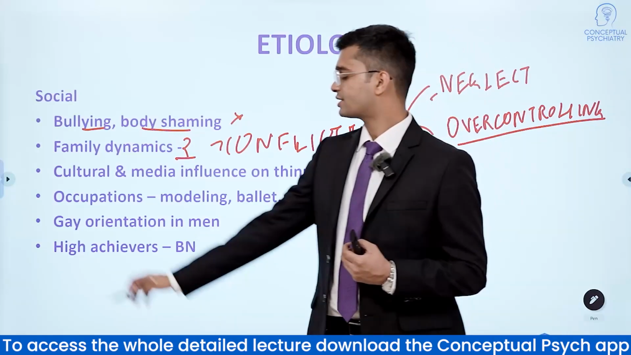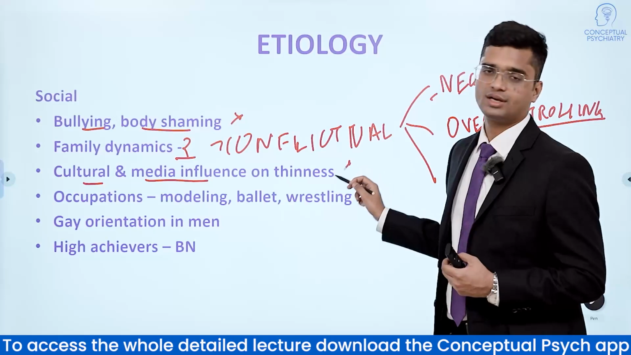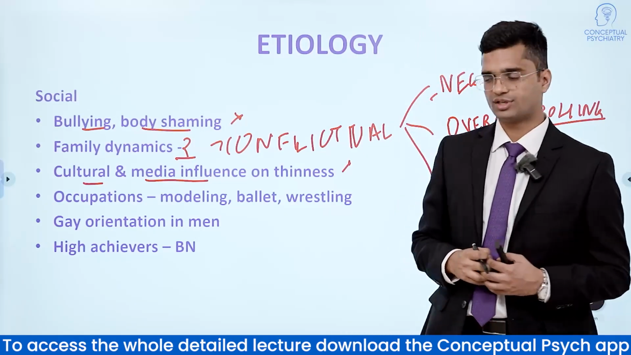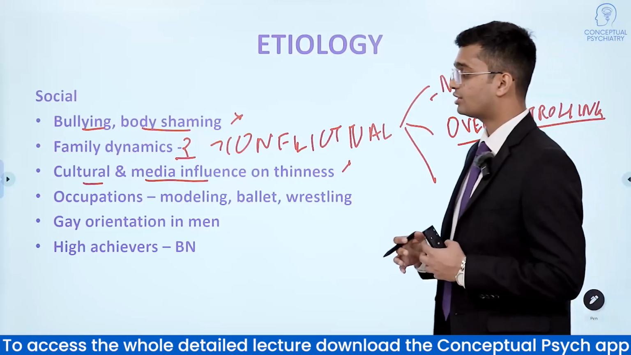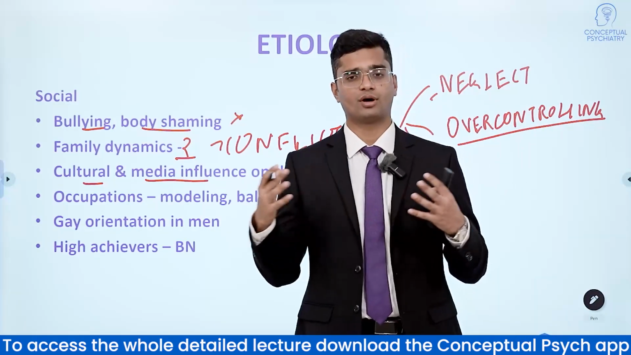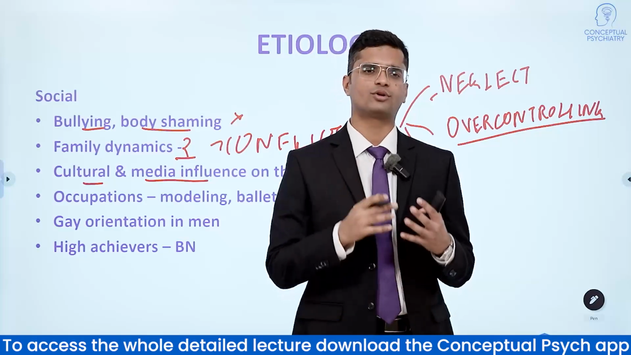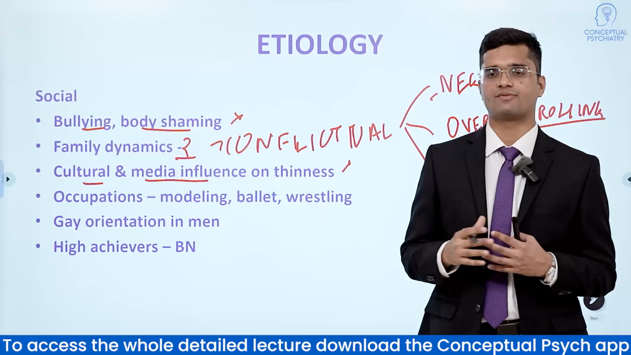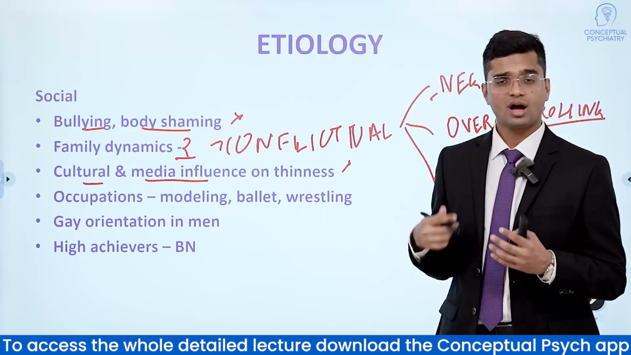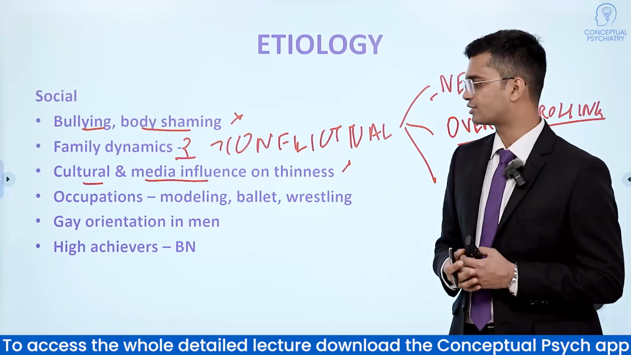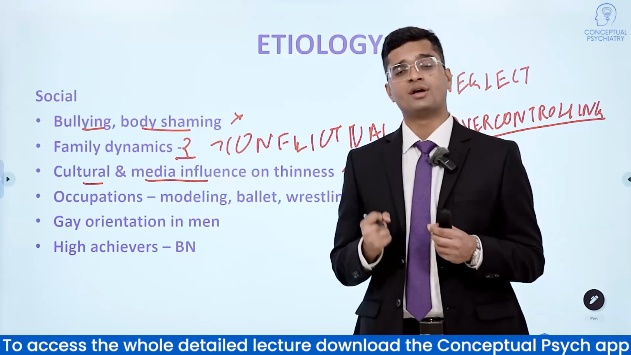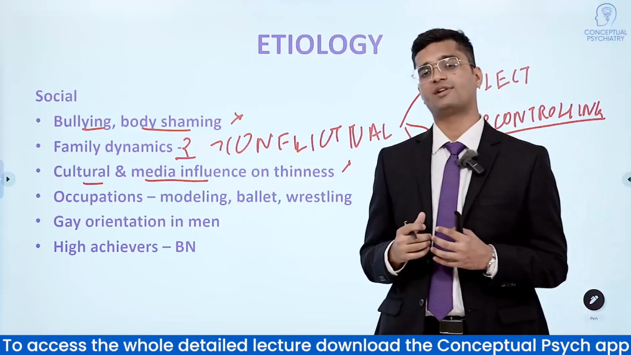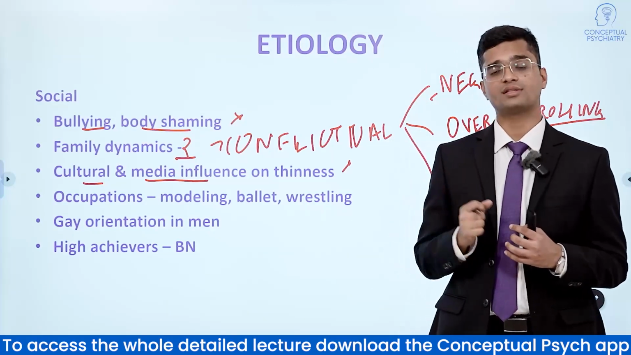Next, cultural and media influences on thinness also have a role in originating this disease, and these include the stereotypical presentation of women having to appear thin to be attractive. So these presentations across cultures, across the world, and across timeline have influenced the occurrence of anorexia nervosa and other eating disorders.